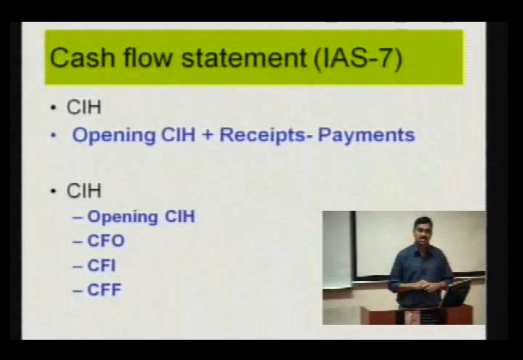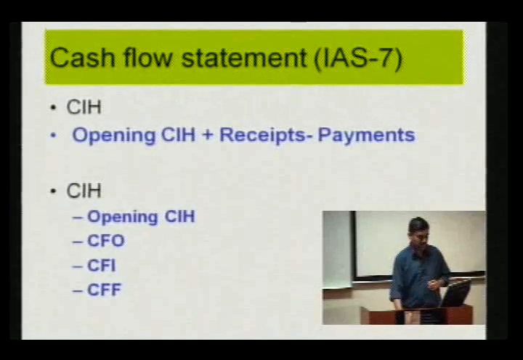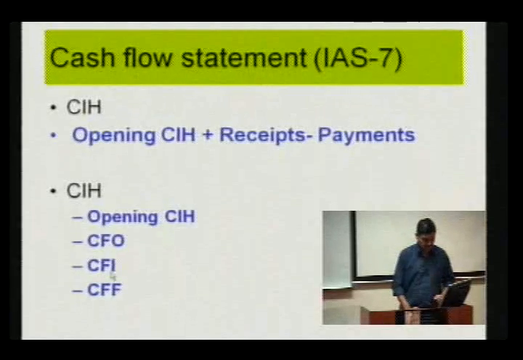We know that the cash flow statement, IAS 7, says cash can be found in hand, can be found as receipts minus payments, but more important, the accounting standard says classify these cash flows on the basis of operations, on the basis of investment and financing decisions. So, in this session I would like to pick up one by one these decisions and discuss with some examples how to determine these cash flows.